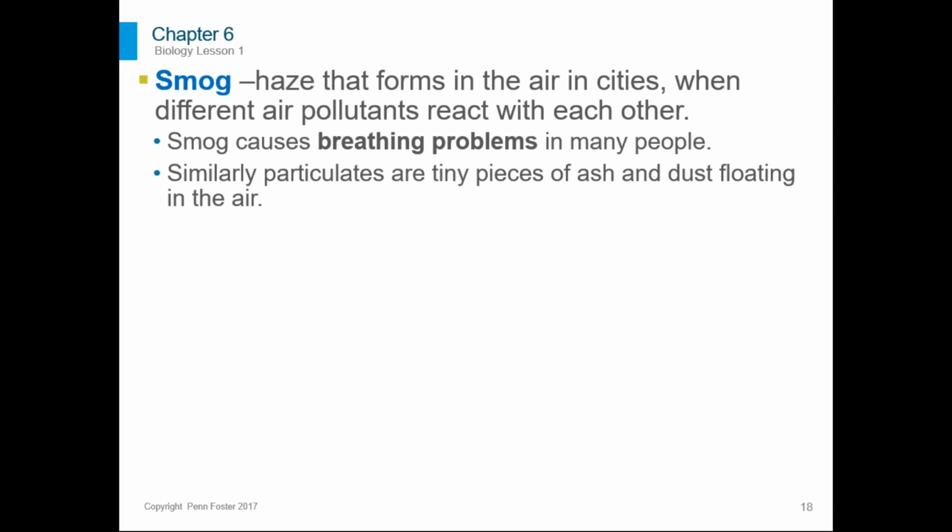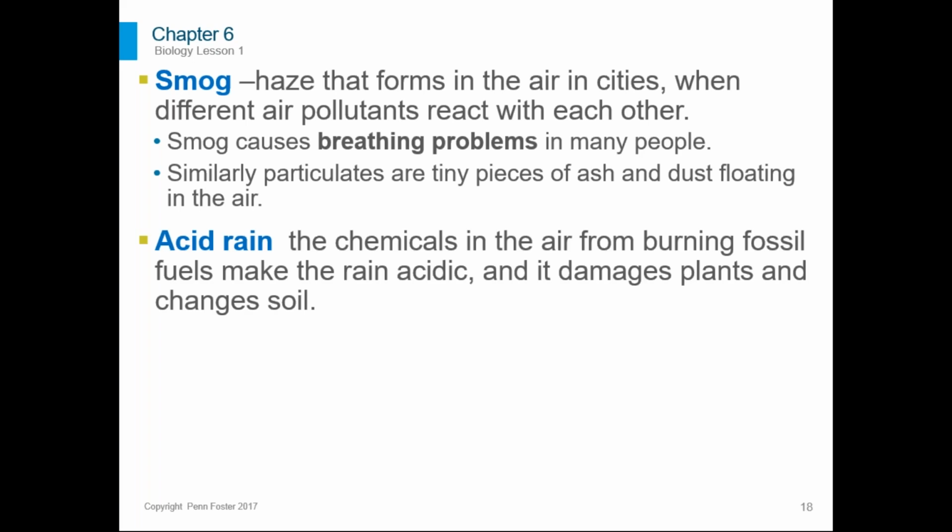Similarly, particulates are tiny pieces of ash and dust floating in the air. Acid rain is caused by air pollution. The chemicals in the air from burning fossil fuels make the rain acidic. And this is a real problem as the acidity damages plants and changes the soil as it rains down onto the forest and the soil all day.